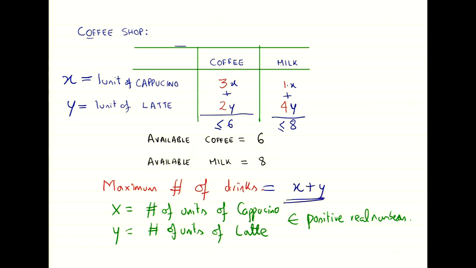So you want to maximize x plus y subject to 3x plus 2y less than or equal to 6 and x plus 4y less than or equal to 8. You have two inequalities on two variables, and you want to maximize this linear objective function. So that's a linear program.